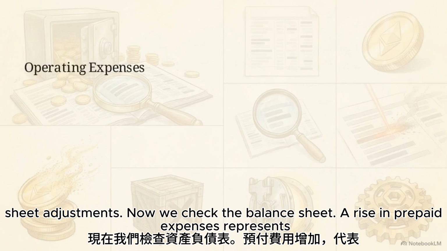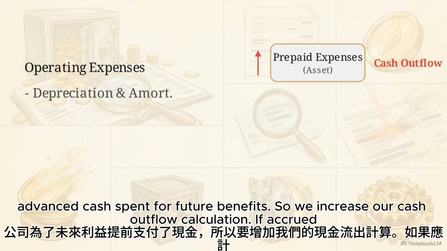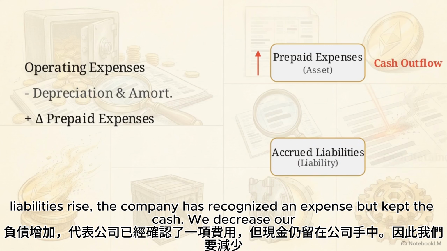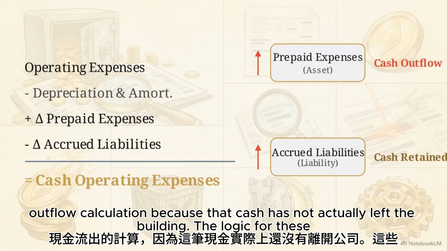Now we check the balance sheet. A rise in prepaid expenses represents advance cash spent for future benefits, so we increase our cash outflow calculation. If accrued liabilities rise, the company has recognized an expense but kept the cash. We decrease our outflow calculation because that cash has not actually left the building.